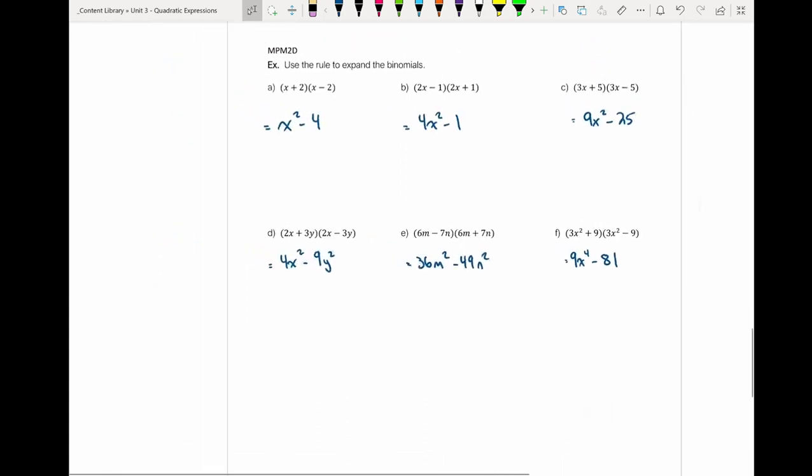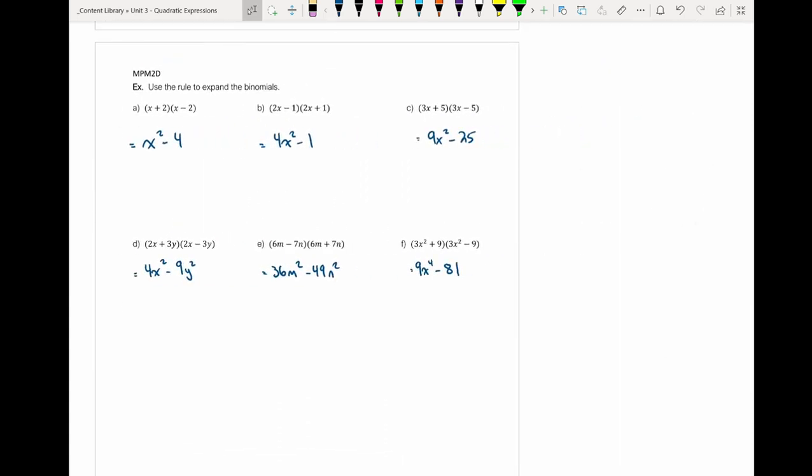So again, this was just looking at expanding some special products, specifically a difference of squares and perfect squares. If you don't recognize the pattern, remember, you can still use the expanding or FOIL method or box method to expand these. This is just a quicker way of expanding, and it will be helpful to recognize these kinds of patterns as we get into the later lessons.